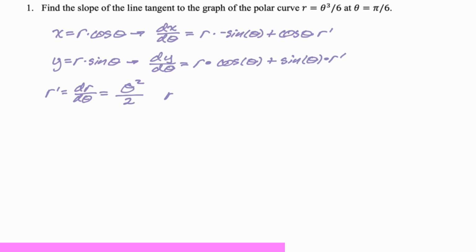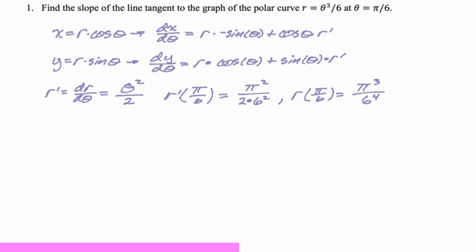So r prime of pi over 6 is just disgusting. And that's where this is kind of problematic. So we get pi squared over, I'm going to write it as 2 times 6 squared because I think we're going to have a ton of simplifications that we can do along the way. And then r of pi over 6, which we also need, is going to be pi cubed over 6 cubed times 6, so 6 to the 4th.